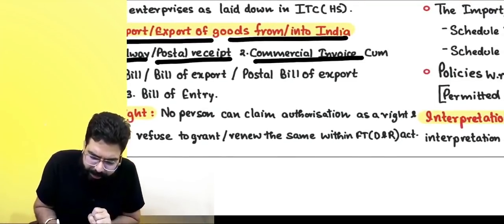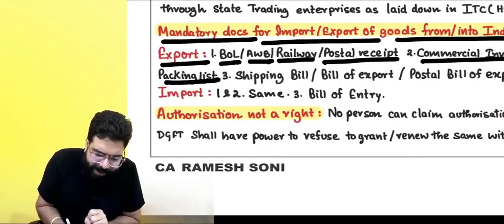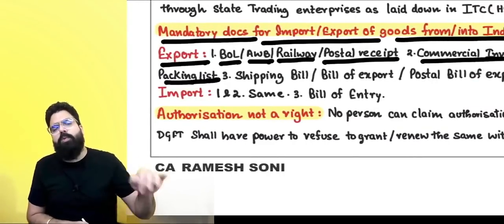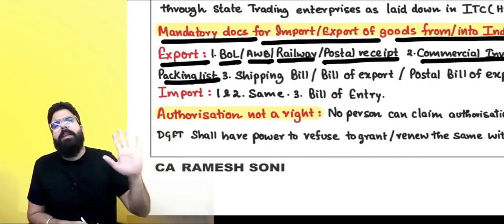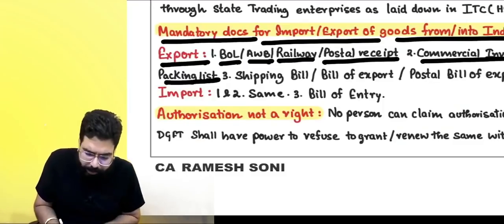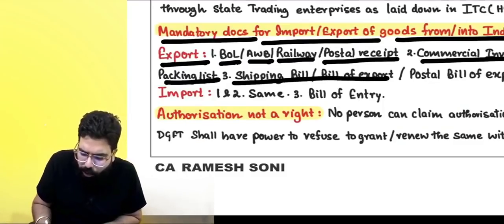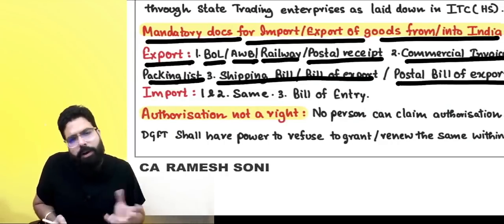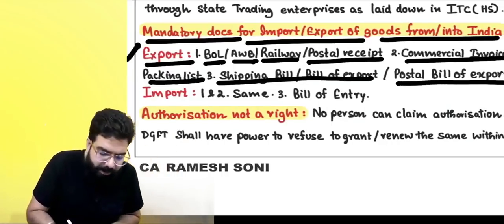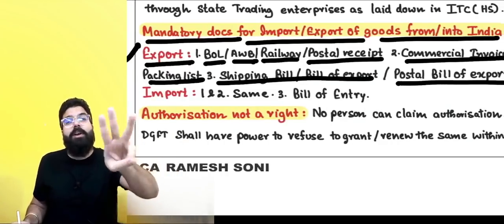Number two, commercial invoice cum packing list. Your invoice cum packing list. What are the goods you have packed in a container? That packing list should be there. Number three, shipping bill of export, or in case of post, postal bill of export. That's it. These are the mandatory 3 documents. If you have these 3 documents, you can export.